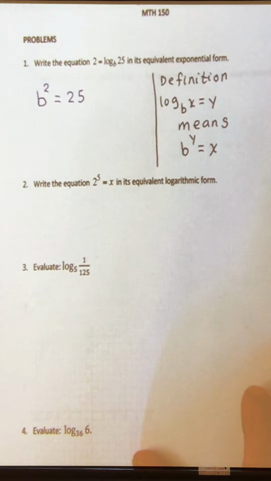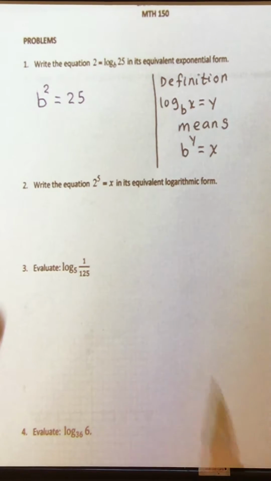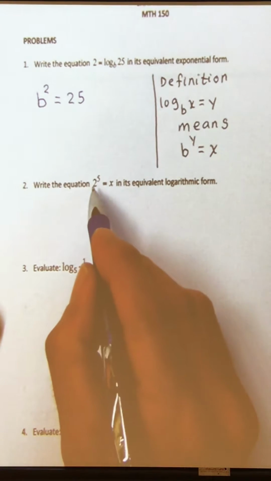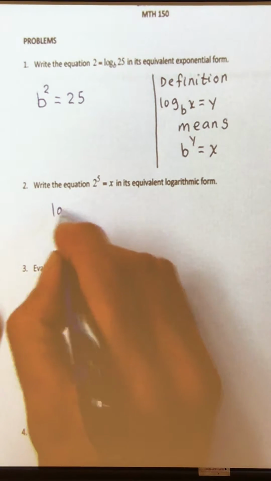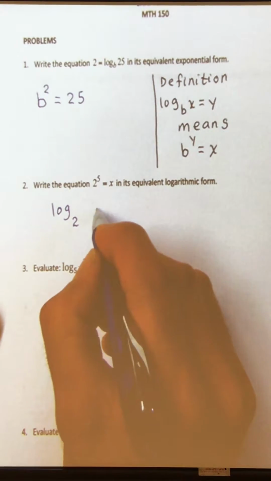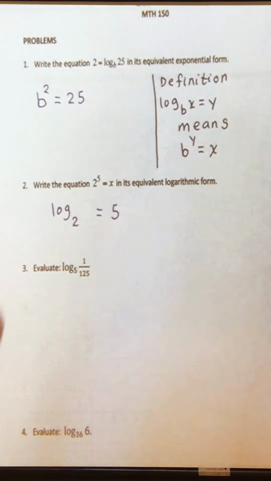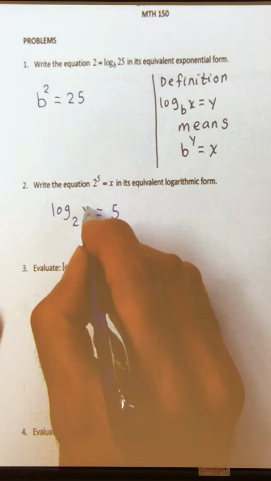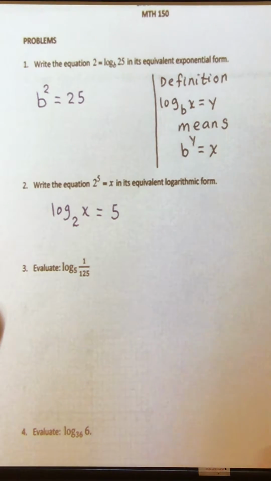Problem 2. Now we're given 2 to the 5th equals x, an equation in exponential form, and asked for its equivalent log form. The base of the exponential is the base of the log, so that's log base 2. The power is 5, that's what the logarithm is always equal to, and so the x must be here. Log base 2 of x is equal to 5.